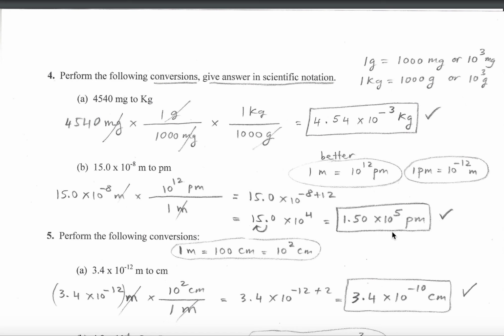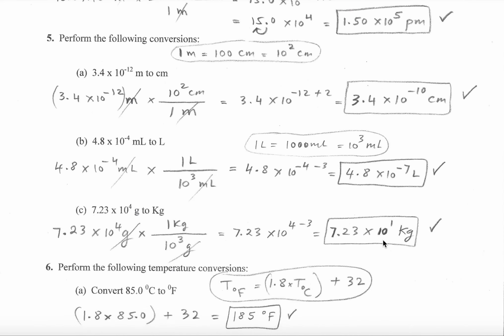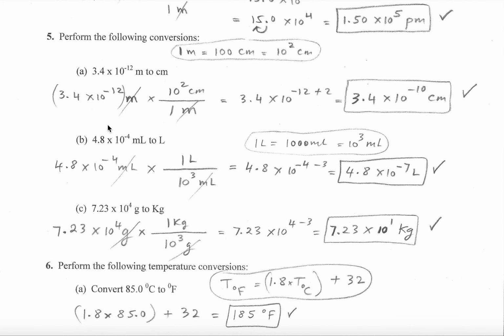Now you can do all this in a calculator as well. Next, we got 3.4 times 10 to the minus 12 meters to centimeters. It's a one-step conversion. We do have 100 centimeters in a meter. 100 is the same as 10 to the second power. So in the calculator, it's a good idea to put parentheses. That's going to be a good habit.